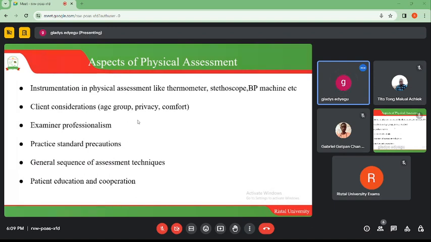Then general sequence of assessment techniques. Sequence is which one comes first, which one follows, and which one ends. Those techniques, we need to know them. When you finish inspecting, what do you do next? And then after maybe palpation, what do we do next? So we have to follow that sequence in the right way, so that we can do the right thing for our clients and come up with the right assessment.